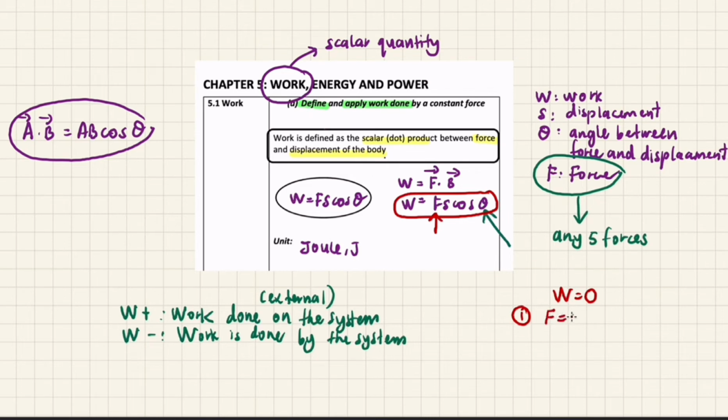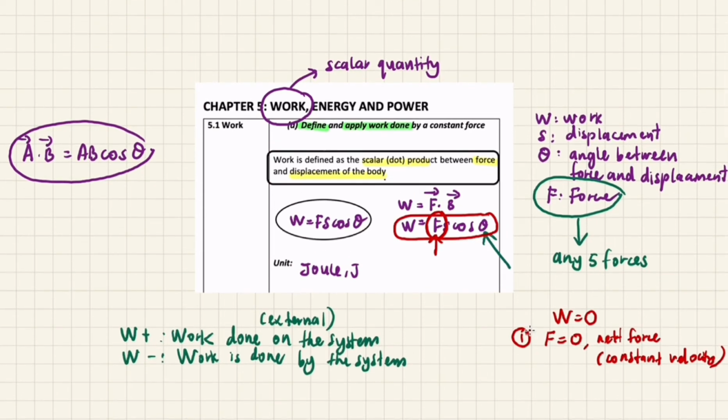Apa maksud force kita 0? Remember Newton's first law. If it's at rest, or if it's moving with a constant velocity or constant speed, force kita akan menjadi 0. So bila force kita menjadi 0, work kita pun akan menjadi 0. So force kita akan menjadi 0 when our net force equals 0, contohnya bila dia bergerak dengan constant velocity, bila dia at rest, bila dia stationary.